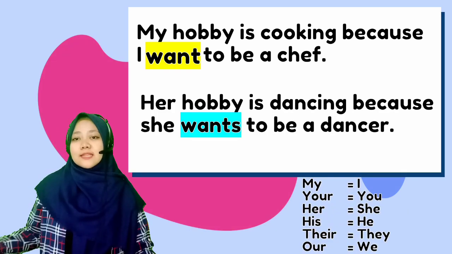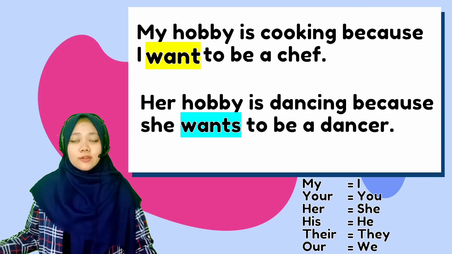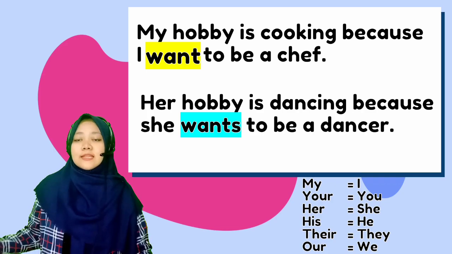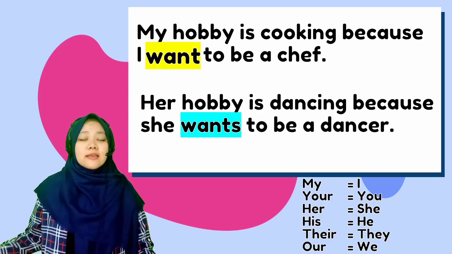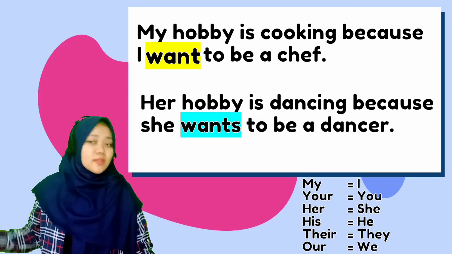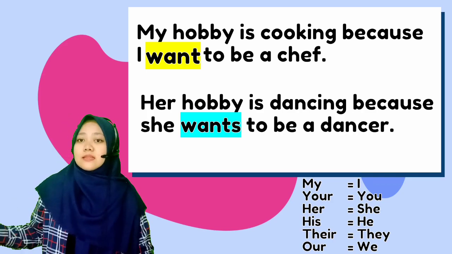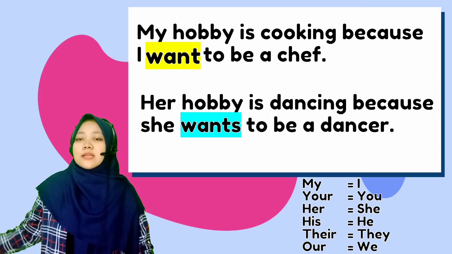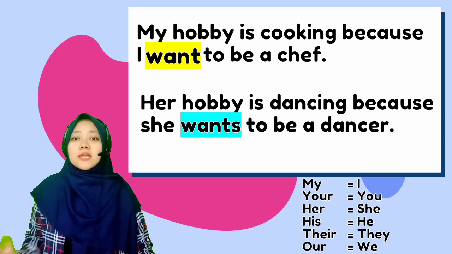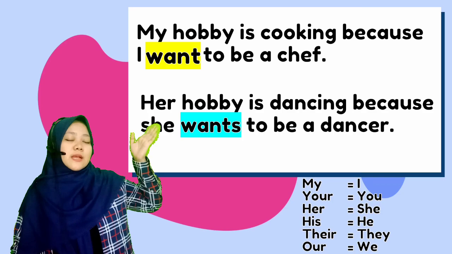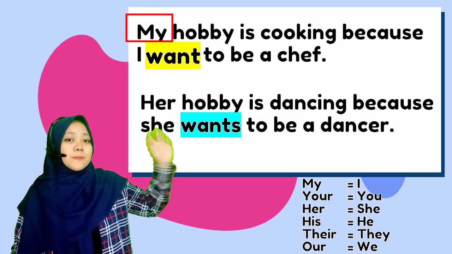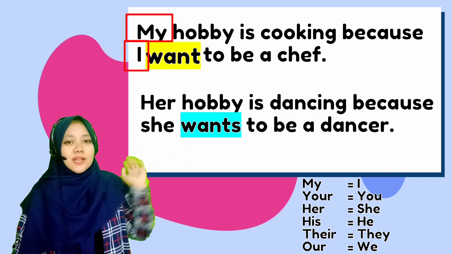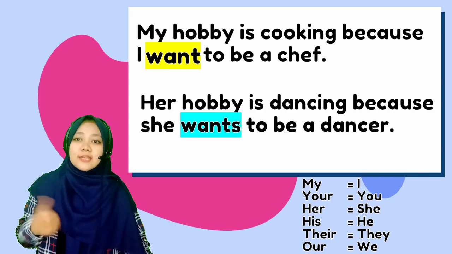My itu adalah kata ganti dari I. Your itu adalah kata ganti dari you. Her kata ganti dari she. His kata ganti dari he. Their kata ganti dari they. Our adalah kata ganti dari we. Dan ini adalah kata ganti dari nama kepemilikan. Lihat di kalimat pertama, my hobby. My berarti kata ganti dari I. I hope you understand. Now let's get to the conversation.